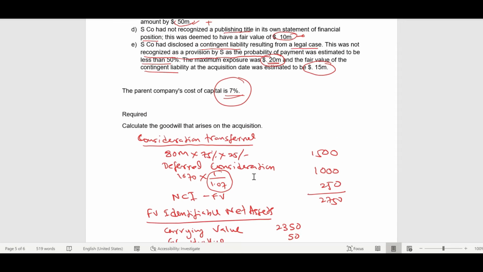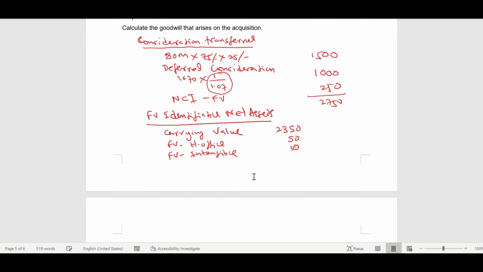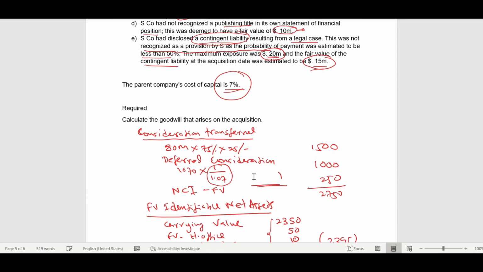It's going to be 10 million. Then there was a contingent liability of 50 million, the fair value adjustment for the contingent liability, that is a legal case, which is 15 million. It's a liability, therefore you need to deduct it from this total. So once you take the total, this will be 2,395. So thereby the goodwill will be 355. So this is the goodwill calculation for question number 5.